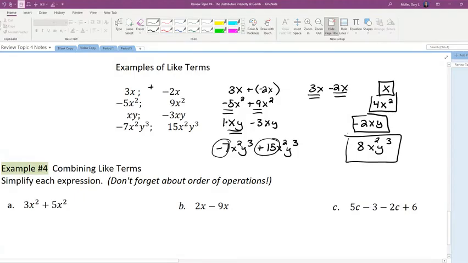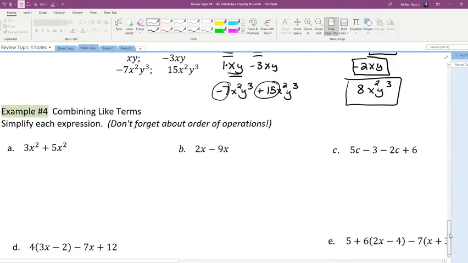And that's it. All right, our final example, example 4. Now we're going to practice both concepts today. So we've got just some basic combine like terms, and then if you'll notice on D and E, those include the distributive property. So pause the video, please, and try these on your own, and then come back and see how you did.